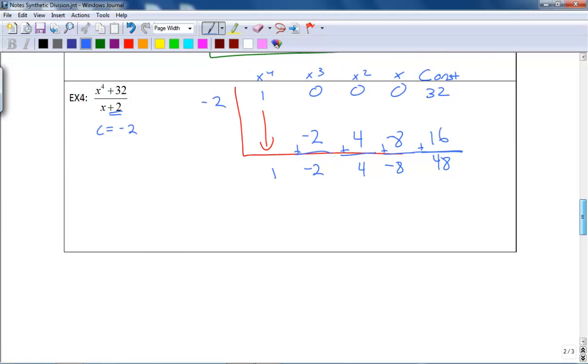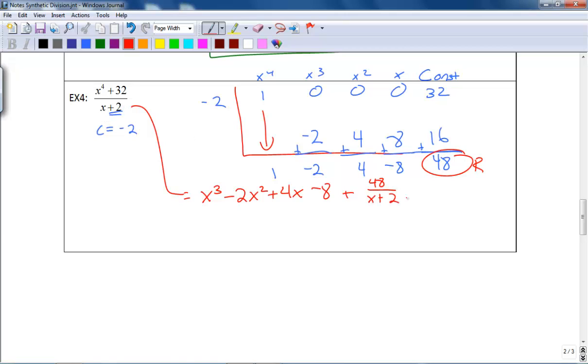So what is the quotient? What is the answer here? Well, our answer is going to equal, remember it starts with 1 degree less, so 1x cubed, or just x cubed, minus 2x squared, plus 4x, minus 8, constant term, and then here's my remainder, and that's going to be plus, because it's positive, 48 over my divisor of x plus 2.